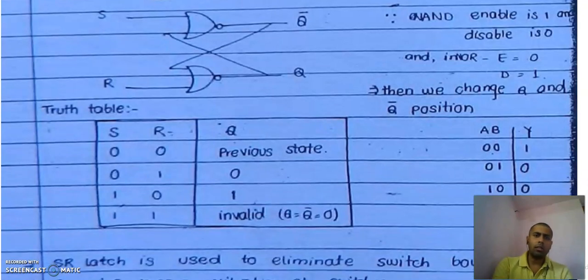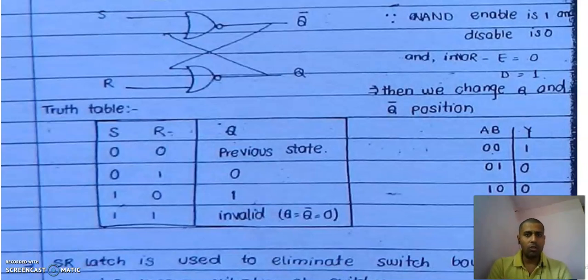Now we are going to develop the truth table of SR latch using the NOR gate. Again there are two inputs, so 4 states: 0 0, 0 1, 1 0 and 1 1. Now let us start with SR is 0 0. If SR is 0 0, that means we have to assume Q.